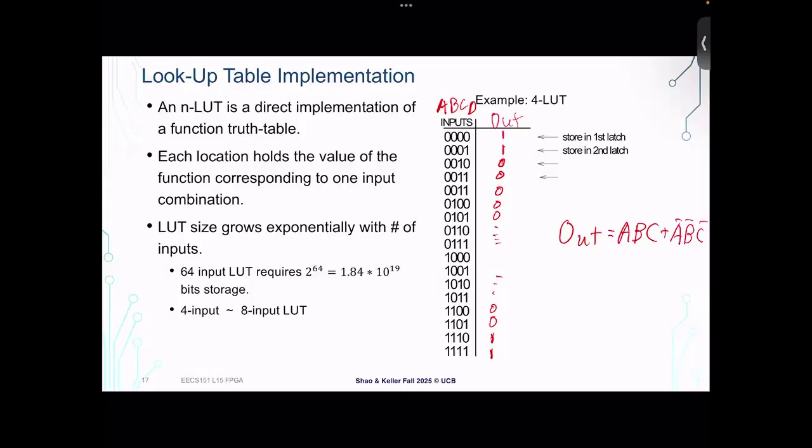Unfortunately, the lookup table size, as you may have noticed, grows exponentially with the number of inputs. So for 4 inputs, we needed 16 latches, 16 state elements to store the possible outputs. If you wanted to have, for some insane reason, a 64 input lookup table, you would need this very large number of bits of storage. That's too big. That's not an efficient way to do things. So typically, lookup tables on FPGAs will be restricted to these relatively small values, 4 to 8 inputs.